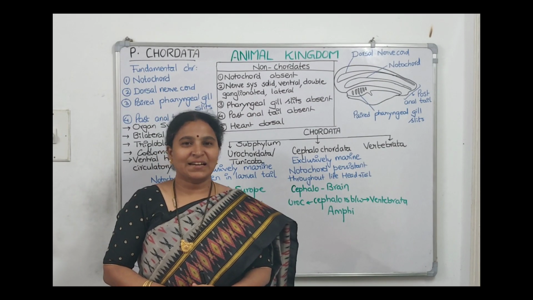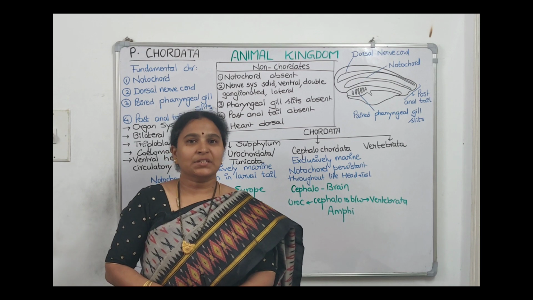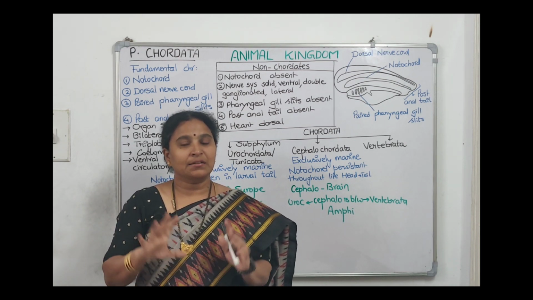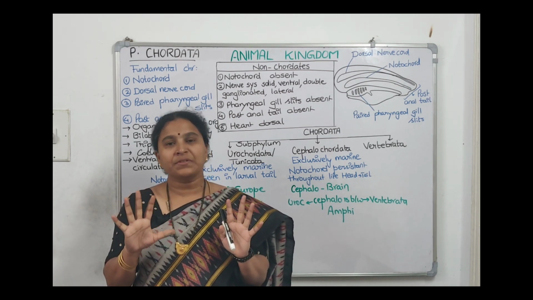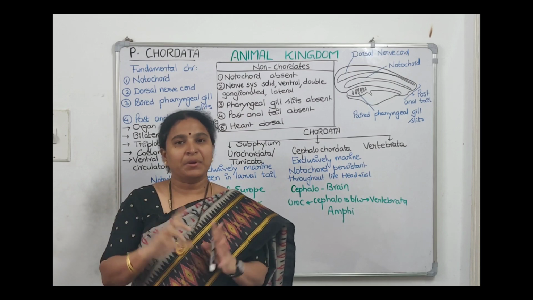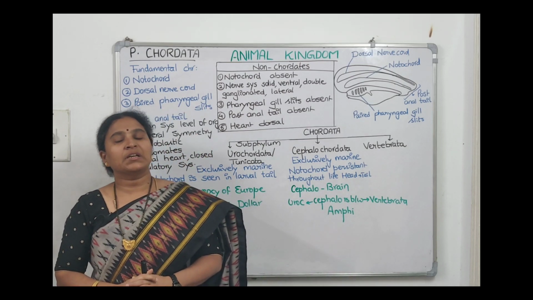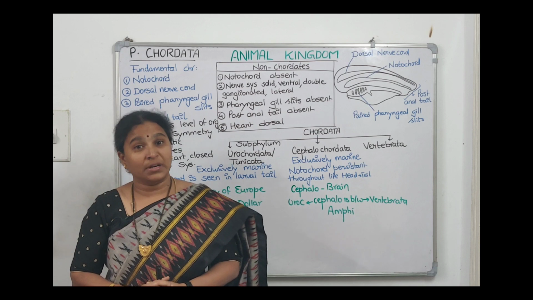Now welcome to the second lecture in Animal Kingdom. In the first lecture we discussed non-chordates, the 10 phyla which come under non-chordates, from Porifera to Hemichordata. Now in the second lecture we'll discuss exclusively the phylum Chordata.